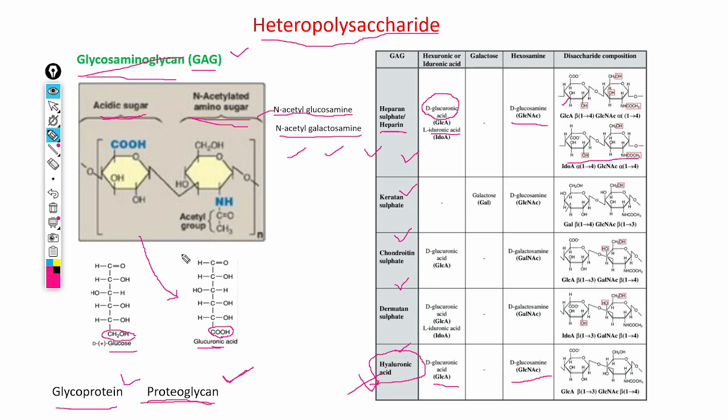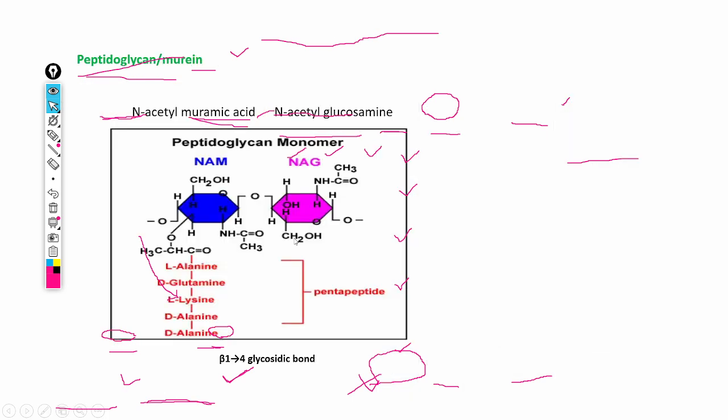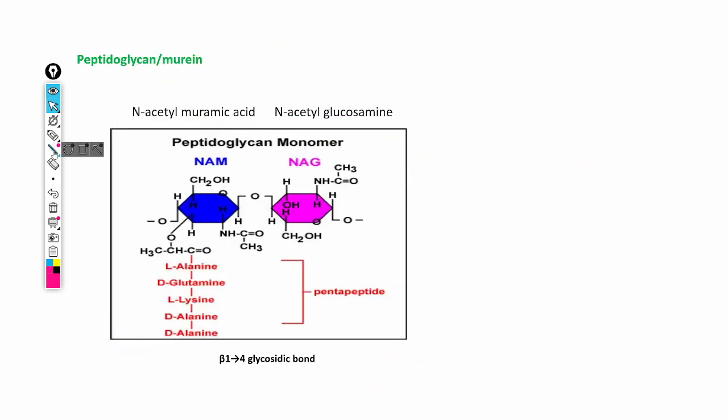Okay. So next one is the peptidoglycan. This is also a heteropolysaccharide, also called murein, and it is present in the eubacterial cell wall. Note that it is only in the eubacterial cell wall. In bacteria there are archaebacteria and eubacteria. So peptidoglycan or murein is found in the eubacterial cell wall. In archaebacteria, it is not peptidoglycan, that's why it is called pseudomurein.